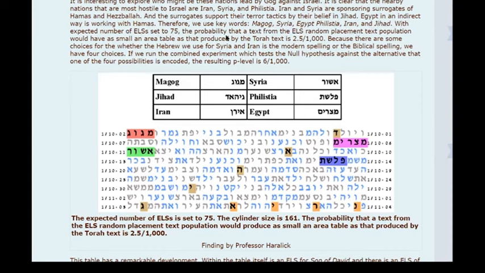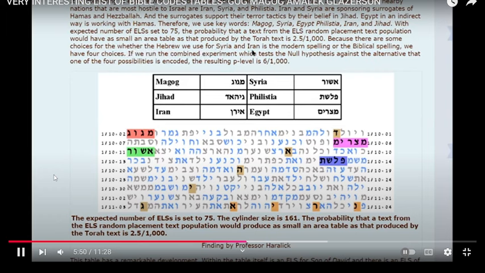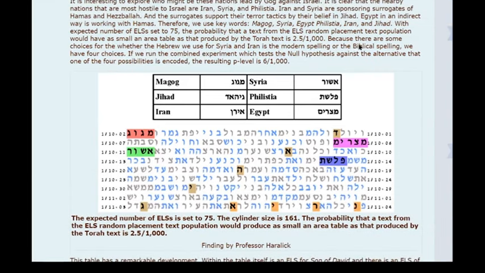The probability that a text from the ELS, equal letter sequence, random placement text population would have a small area table as that produced by the Torah text is 2.5 in 1,000, because there are some choices for whether the Hebrew we use for Syria and Iran is a modern spelling or the biblical spelling.